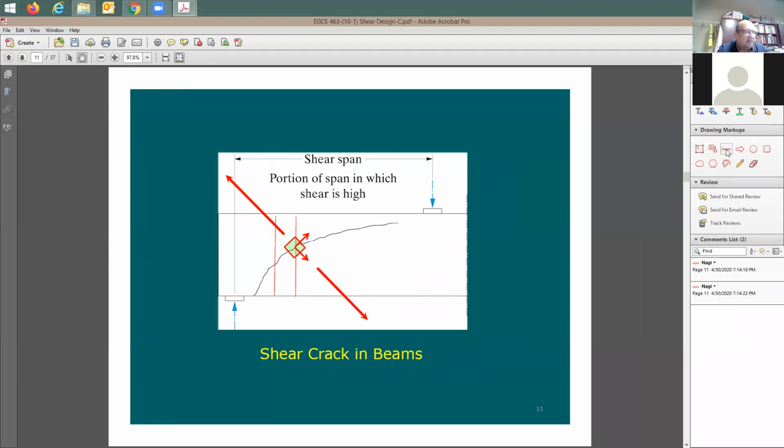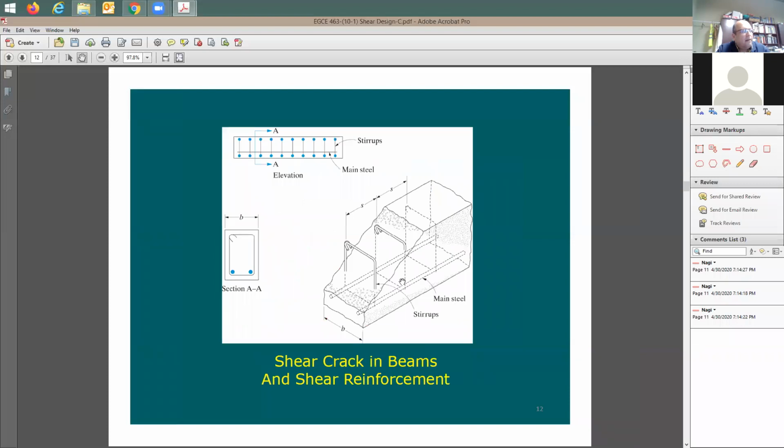If I'm going to be adding here some ties, the tie spacing is going to be S. Usually the stirrup or the tie cross-section area, we call this A sub V. So A sub V is going to be the total cross-section area of the vertical legs of the tie. So if you take the cross-section area of this plus this, it's going to be called A sub V.